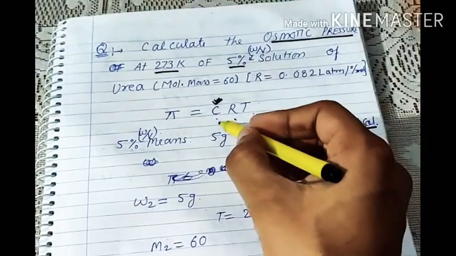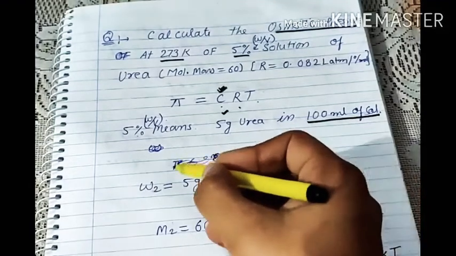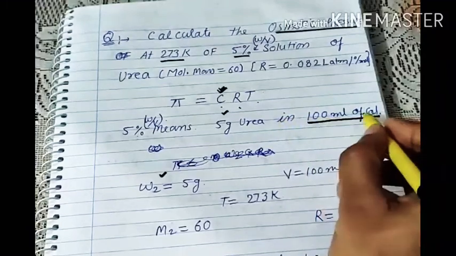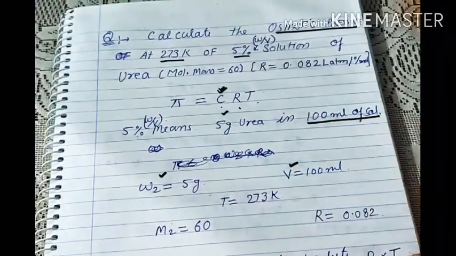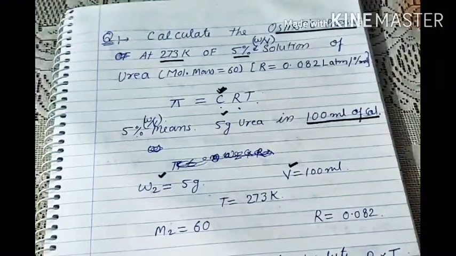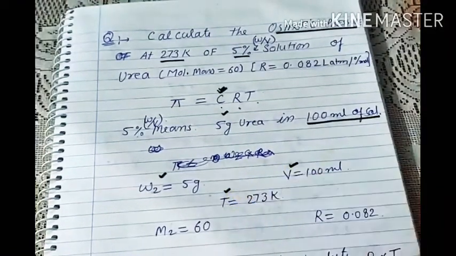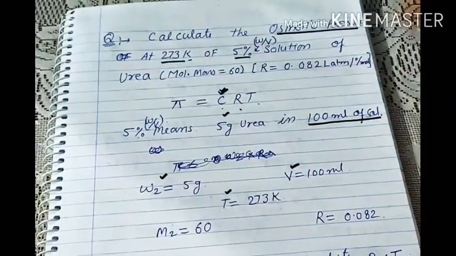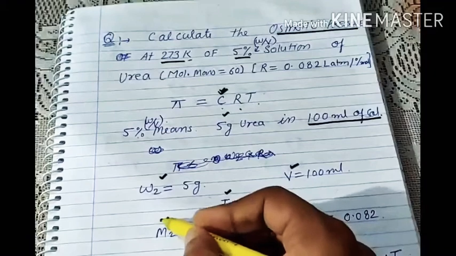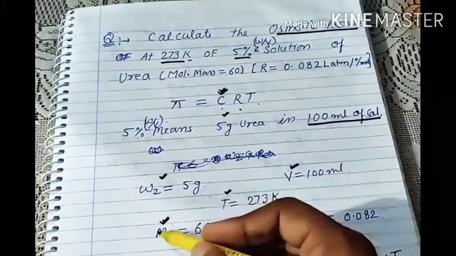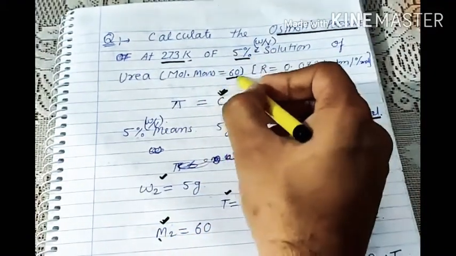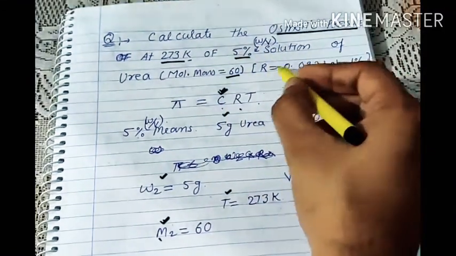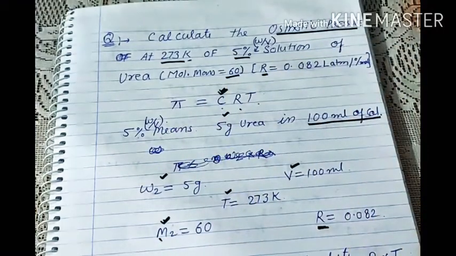Okay, so 5 gram urea, it means we know the weight of the urea is given, it would be 5 gram, and it is dissolved in 100 ml of solution. It means the volume of solution is also given, it is 100 ml. Are you getting me? Now the temperature is also given in the question, 273 Kelvin. Okay. Now, the molar mass of urea. Urea is what? It's a solute. The molar mass of solute is also given in the question. It is 60. Okay. And the value of R is also given in the question. Okay. Everything is given in the question.